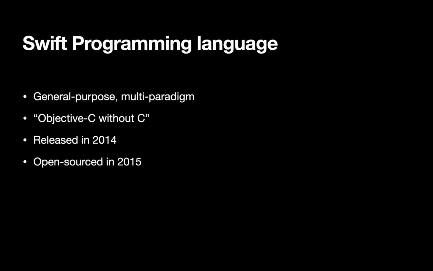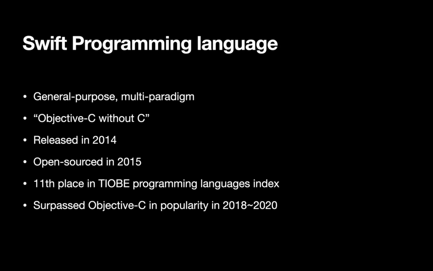So now it's possible to see the whole code of the Swift compiler and all of the standard libraries, foundation libraries, and asynchronous programming libraries. They are available open source. You can just look up their code. And it became really popular recently. Now it's in 11th place in the TIOBE programming language index, and it could be considered that it surpassed Objective-C, the language that it's based on, in popularity in 2019 to 2020, depending on how you count it.